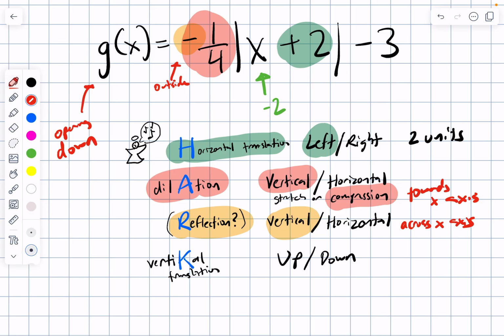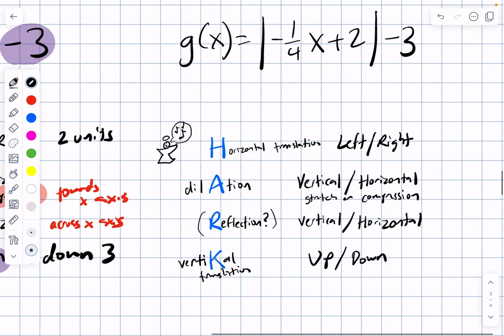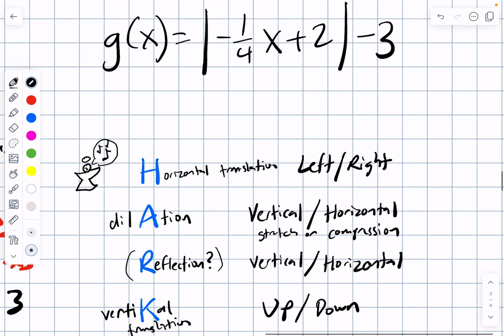Like that. And then finally, let's look at the vertical translation. Very last part, we have down 3. So down 3. Great. Okay, so we're going to graph that in a moment, but this is that one. Okay, now let's go back through.